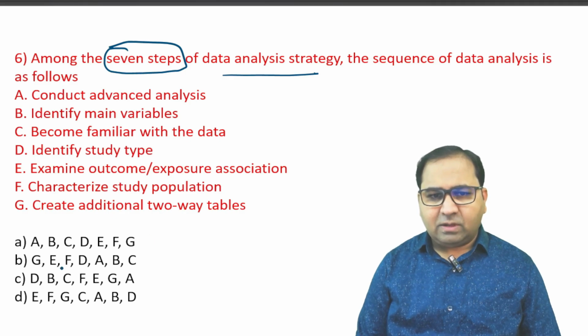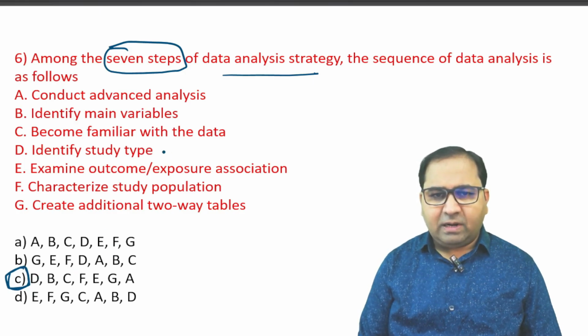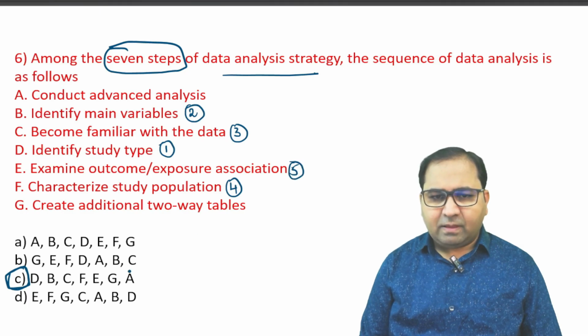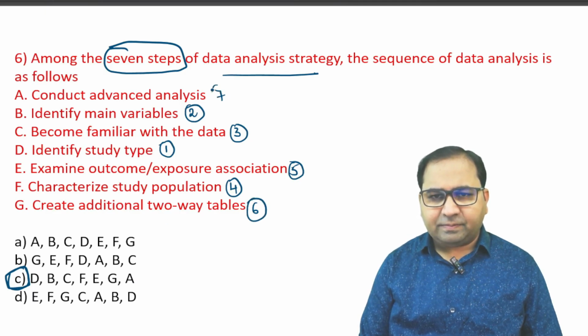The answer for this question is option number C. Let us see what is coming first in option C. It is D, that is identify the study type. Then next comes B, identify the main variables. Then comes C, become familiar with the data. Later comes F, characterize the study population. Then comes E, examine the outcome and exposure association. Then comes G, create additional two-way tables. Lastly you have A, conduct the advanced analysis.